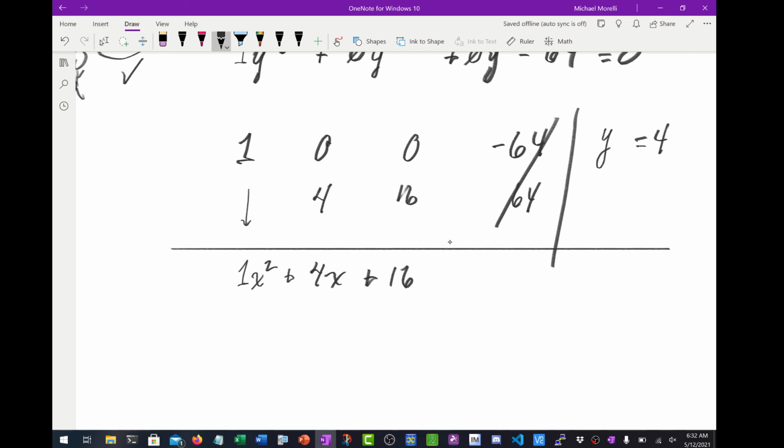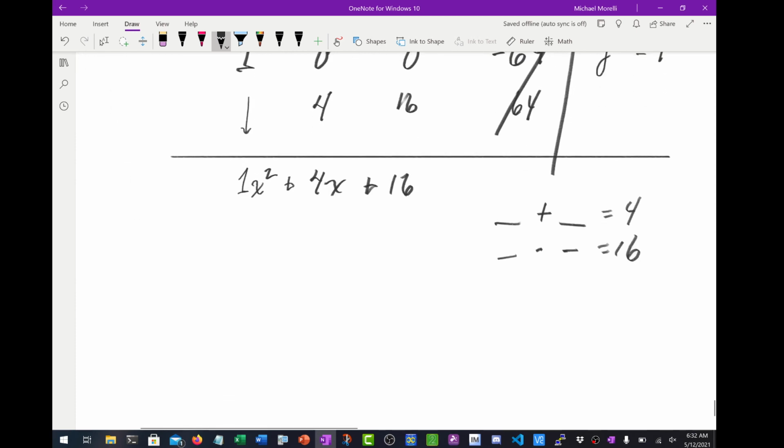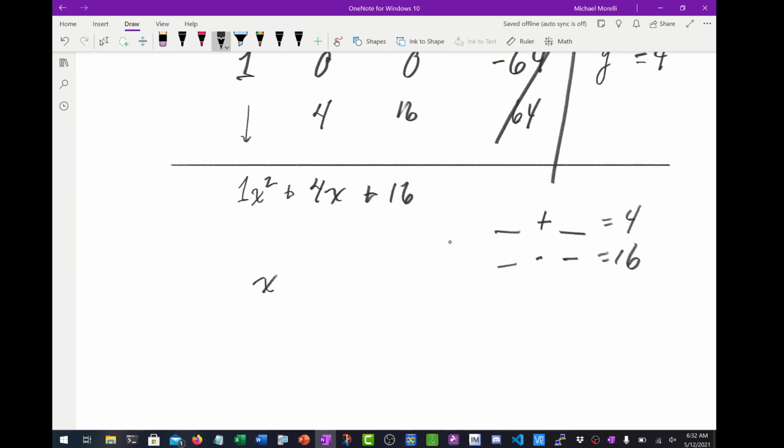I tried to factor this, and I just couldn't. I couldn't think of two numbers that add to be 4 and multiply to be 16. So I took a closer look at it. Part of the quadratic equation is this part here, and this is called the discriminant, not the determinant, the discriminant. If b squared minus 4ac is negative, then there are no real solutions.